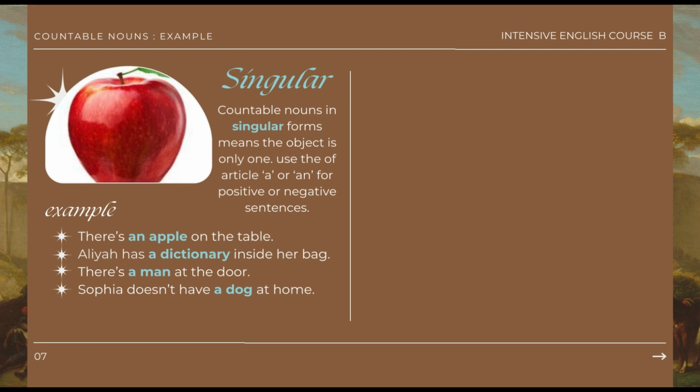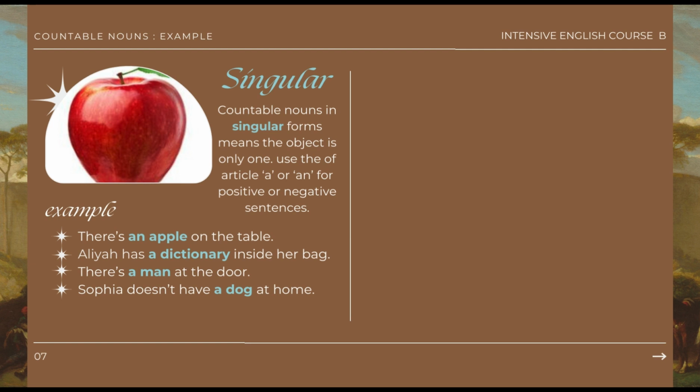Next, Alia has a dictionary inside her bag. So from the sentence, we know that Alia has one dictionary inside her bag. Again, can we count the object? In here, the object is the dictionary. Can we count it? Yes, there is one, and the same with the first example, the sentence is using the singular form of the countable nouns.